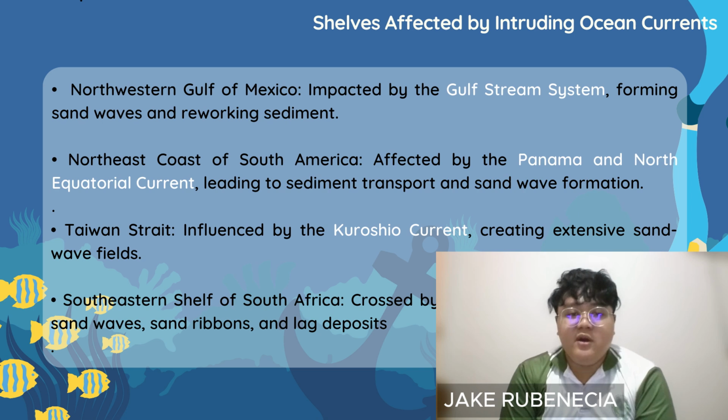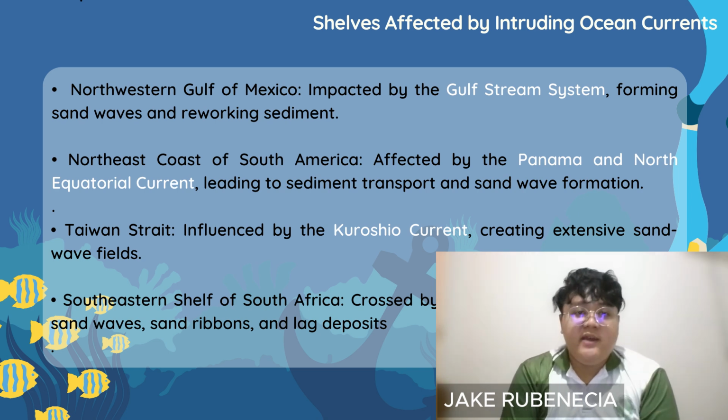These include the northwestern Gulf of Mexico, which is affected by the Gulf Stream system, shelves swept by the Panama and North Equatorial Current of the northeast coast of South America, the Taiwan Strait between Taiwan and mainland China, which is influenced by a branch of the current flowing from the Philippines, and additionally, the outer shelf of southern Africa, which is crossed by the southward flowing Agulhas current of the western Indian Ocean. These currents commonly contribute little, if any, new sediment to the shelf, but they are capable of transporting significant volumes of fine sediment along the shelf.